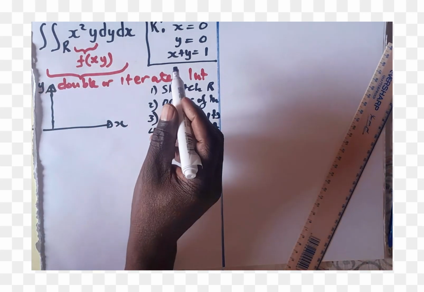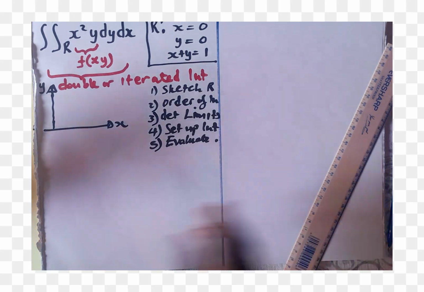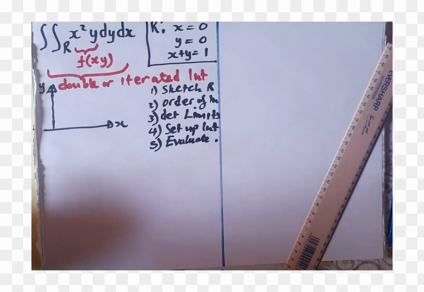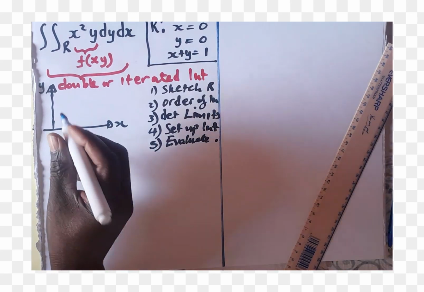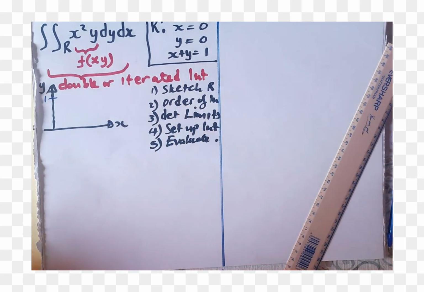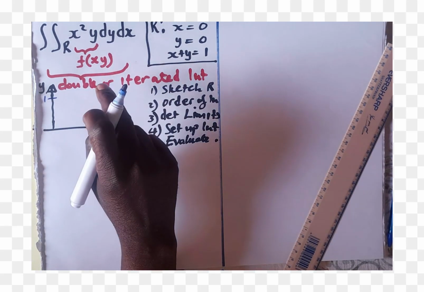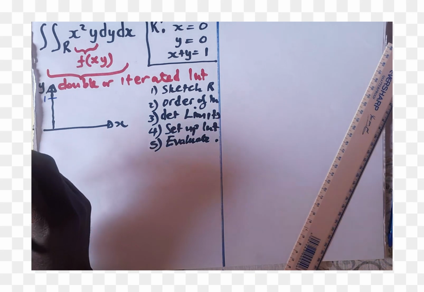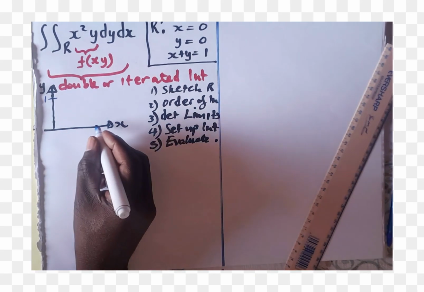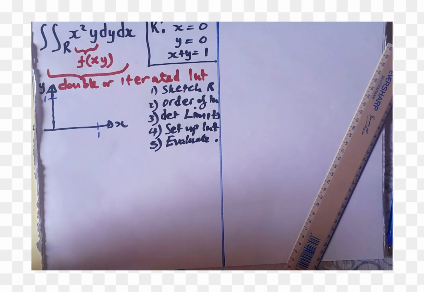What about the line x plus y is equal to 1? Well, we know that when x is equal to 0, y is equal to 1. So we can put a mark here, y is equal to 1. The line passes through the point 0, 1. When y is equal to 0, x is equal to 1, meaning the line passes through the point 1, 0. So we've got another point down here. So we can sketch our curve.